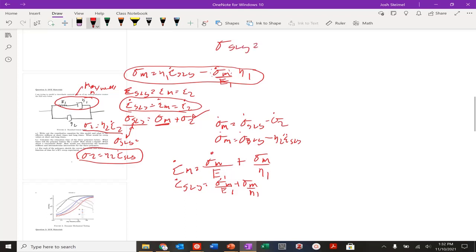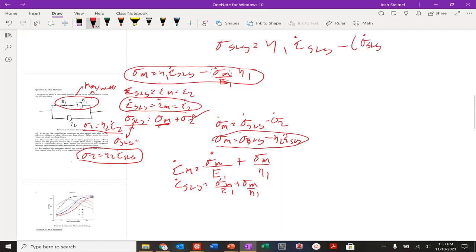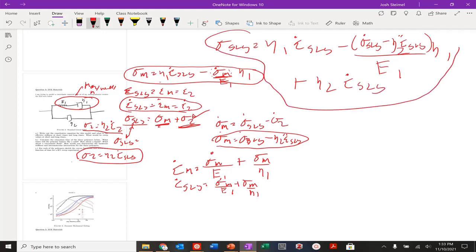So the stress of my SLS is equal to, I'm going to write this expression again, sigma M, right here, eta 1 strain rate SLS minus, I'm going to plug in this expression here for my sigma dot M, my sigma dot SLS minus my eta 2 epsilon double dot of SLS. That's all for this part right here. This is all over E1 eta 1, and then now I'm going to also add my sigma 2, which is plus eta 2 times my epsilon dot SLS. There we go. We've got it. So that's our solution.